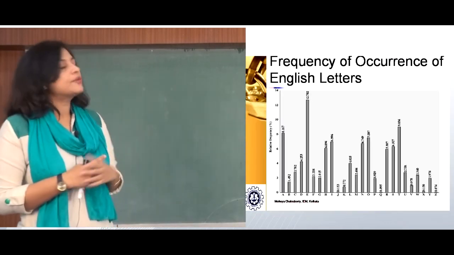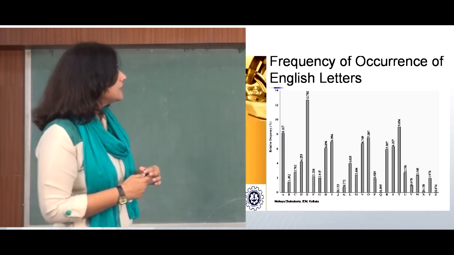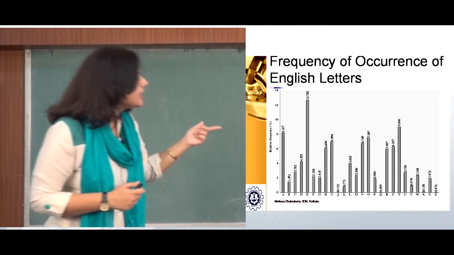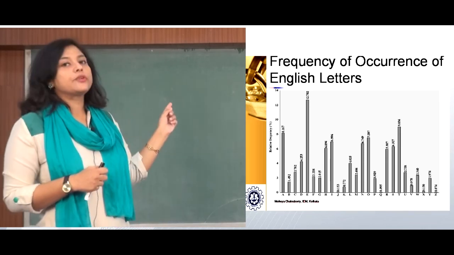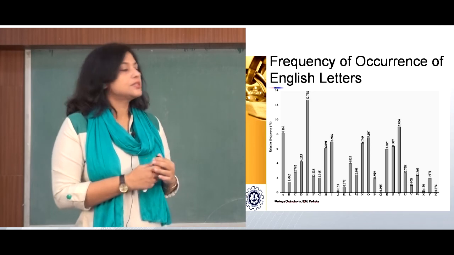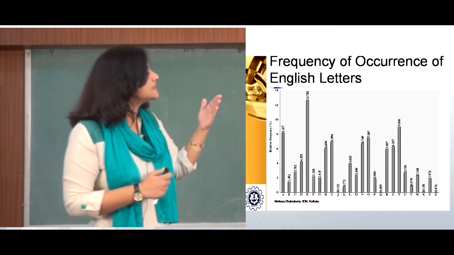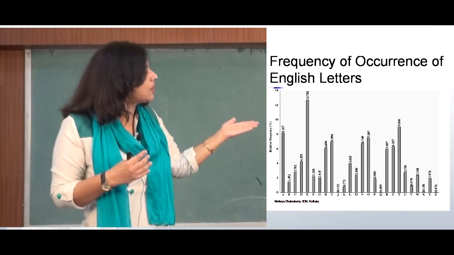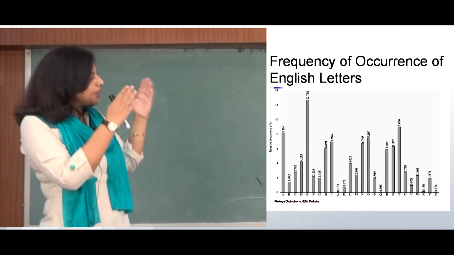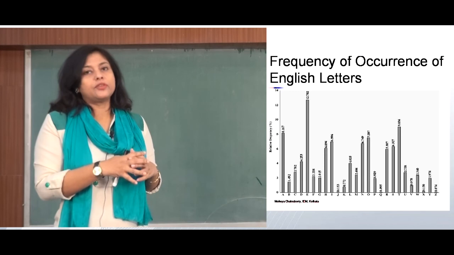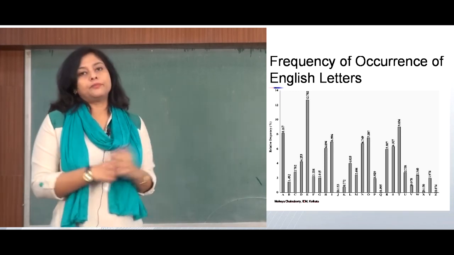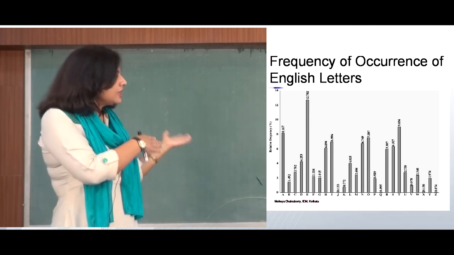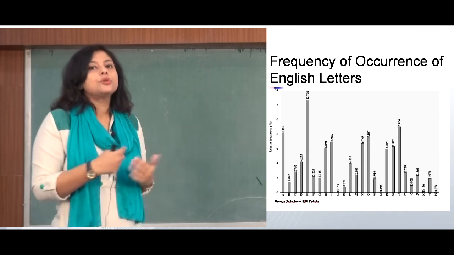Let us look at the frequency of occurrence of English letters. Here we can see the letter E occurs most frequently among all the letters of the English alphabet, and you see the letters Z and X occur very infrequently. The letter J also occurs very infrequently. Based on this frequency of occurrence of English letters, the cryptanalyst can actually break the code.